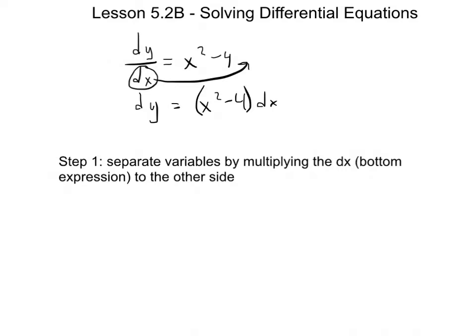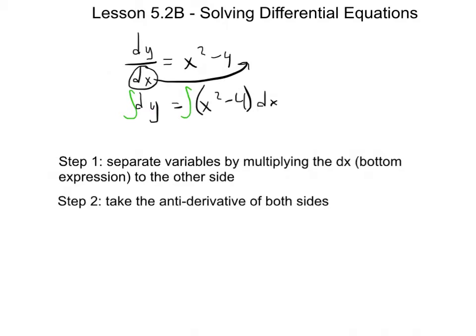So what's the next step? The second step is that we're supposed to take the antiderivative of both sides, so that's where you put the integral on both sides. For our purposes here, on the left side, this antiderivative ends up being y, and on the right side, it ends up being 1/3 x cubed minus 4x plus c. Step 2 is really where the complexity happens. This may require u substitution, it may require us to move things, or it may require all kinds of stuff. So that's where all of the work is going to happen.